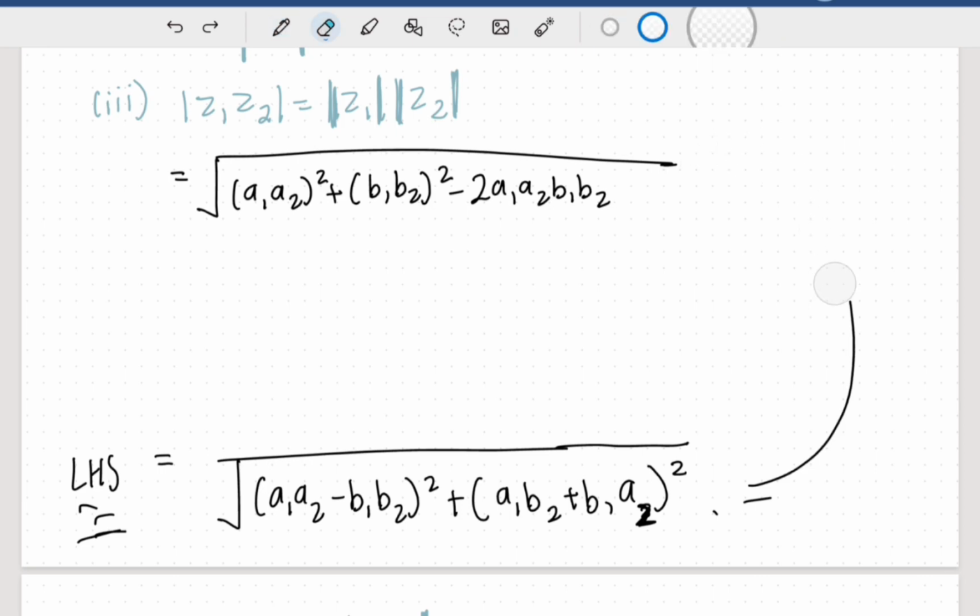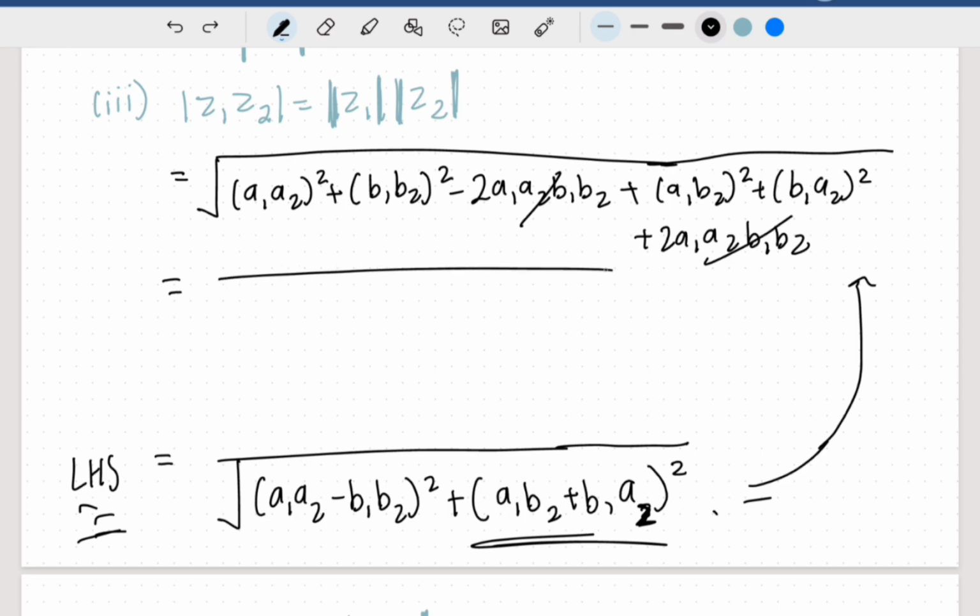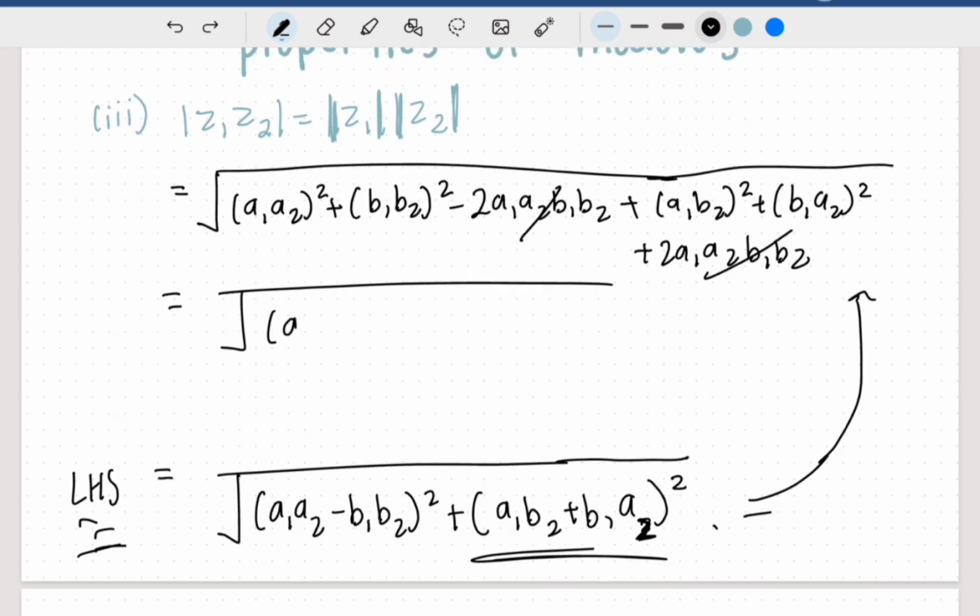And let me erase this. And we're solving this part now, so we get plus a1 b2 squared plus b1 a2 squared plus 2a1 a2 b1 b2. This and this cancel out. Can we cancel out anything else? No, we cannot. So rewriting this, we have a1 a2 squared plus b1 b2 squared plus a1 b2 squared plus b1 a2 squared.